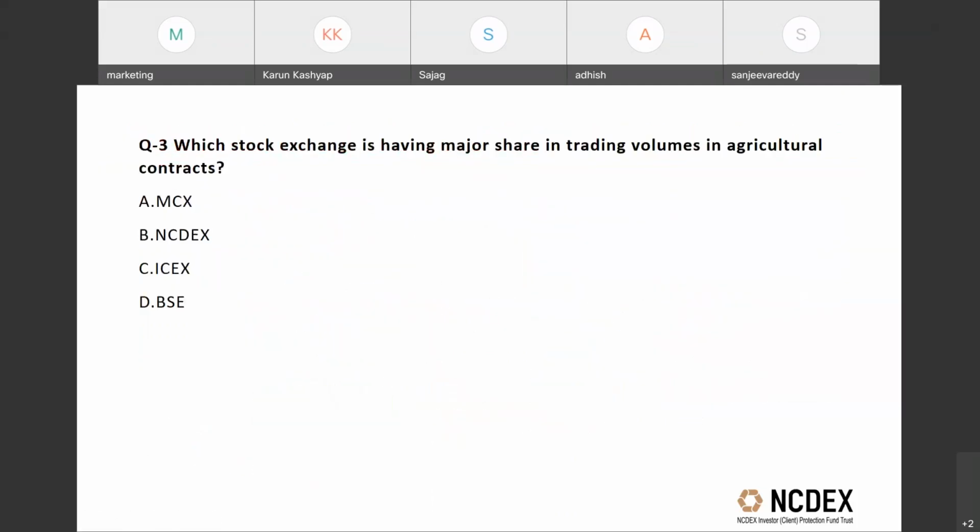So there is one question: which stock exchange has a major share in trading volumes in agriculture contracts? Anybody who wants to answer can put the answer in the chat box, or unmute himself and give his answer. Okay, so we have got NCDEX as the answer. Fine.